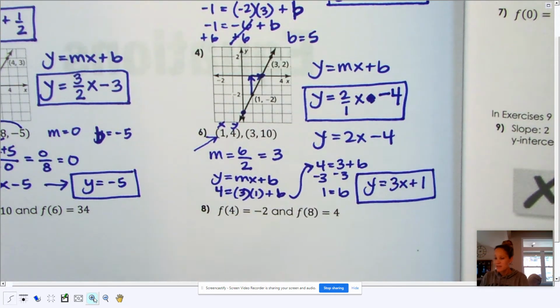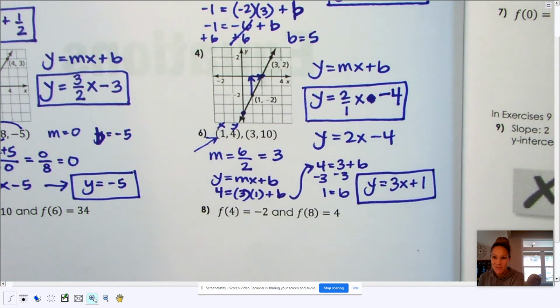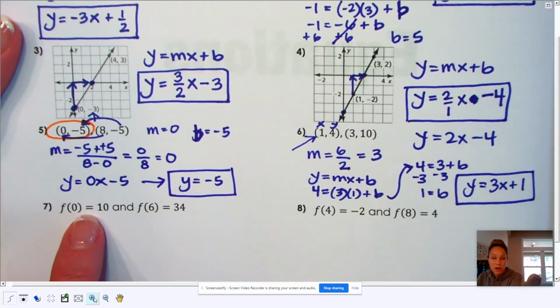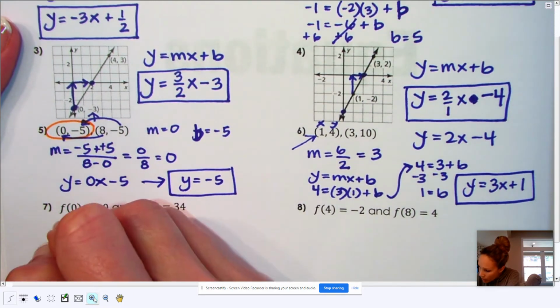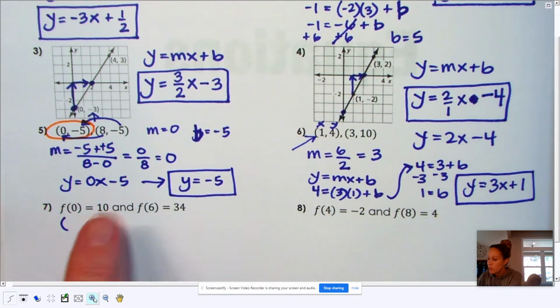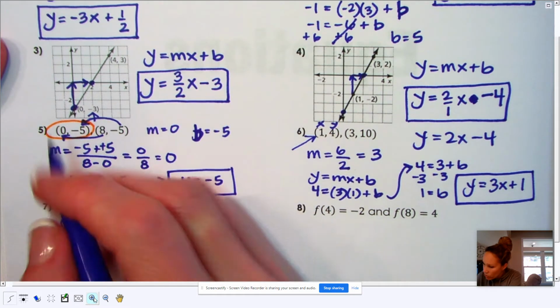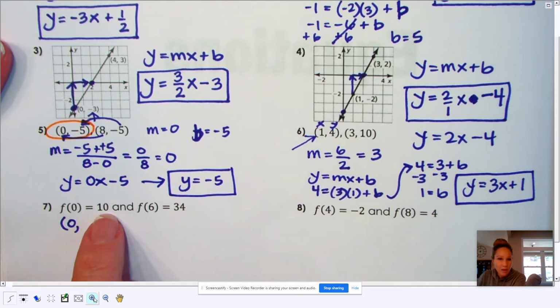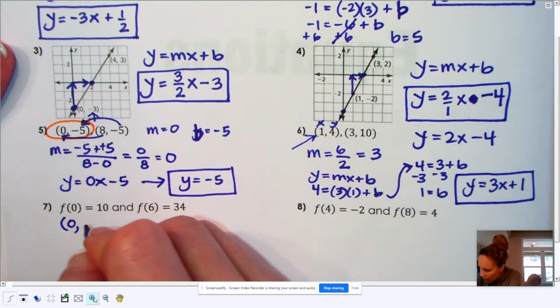Question number 7 is a little bit easier, but it looks a lot more confusing. So if you look at a problem like this, you can always convert it to an ordered pair. Remember that the number here is our input or our x value, and the number that comes out is our output or our y value.